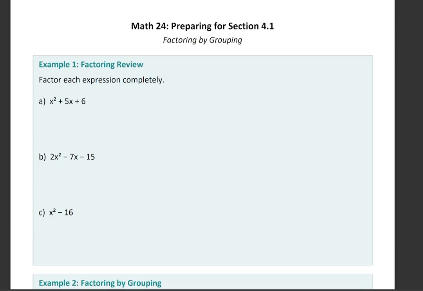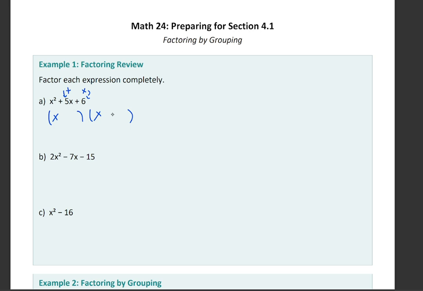So, starting off, when we look at something like x squared plus 5x plus 6, we want to think about things that multiply to 6 and add to 5. So this is where we always set up our two sets of parentheses first. Right, x in the first component. Now we think about things that multiply to 6, so things like 2 and 3 or 1 and 6.